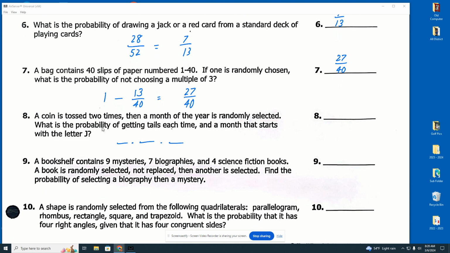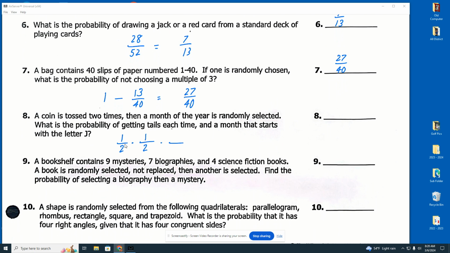Okay, pause. Let's do that one first. The first time I flip that coin, what's the probability I get a tail? 1 out of 2, right? 1 out of 2. Okay, the second time I flip it, did it change? Of course not. It's just a coin. Still a 1 out of 2 chance.